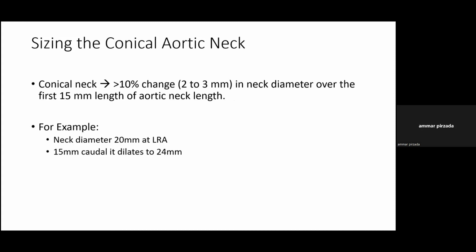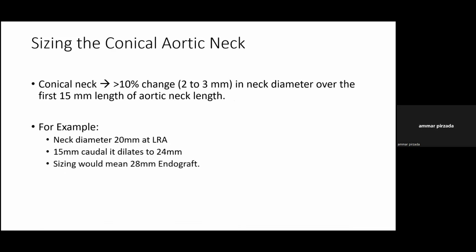Coming towards conical neck. So what is a conical neck? We hear a lot about this. Conical neck basically is a more than 10% change in the neck diameter over the first 15 millimeter length of the aortic neck length. So for example, if the neck diameter at the level of the lowest renal artery was 20 millimeter, we go 15 millimeter caudal to it, and it increases to, let's say, about 24 millimeters.